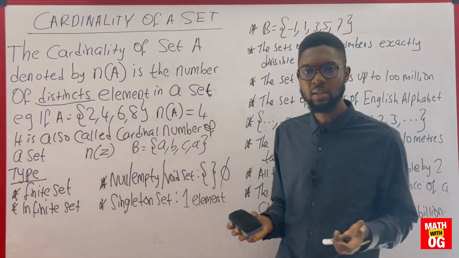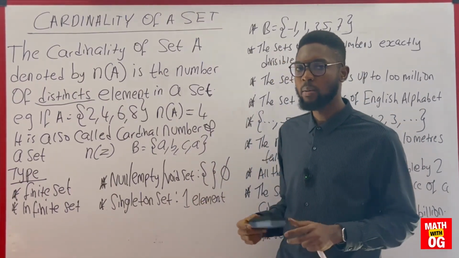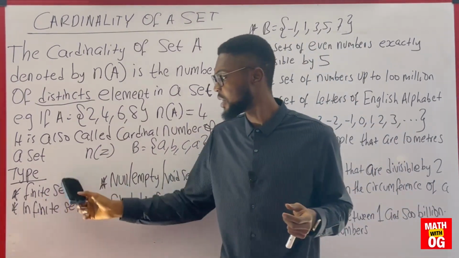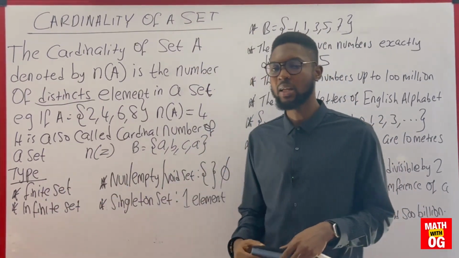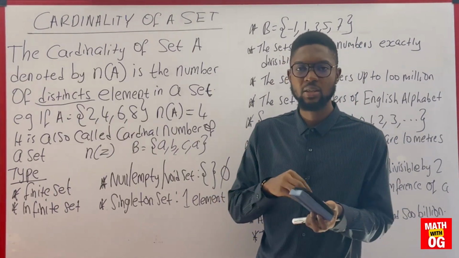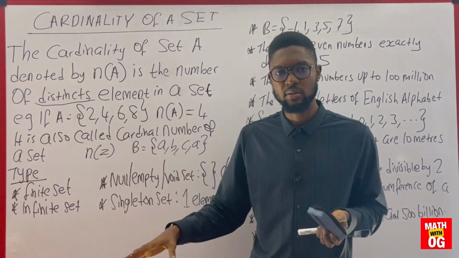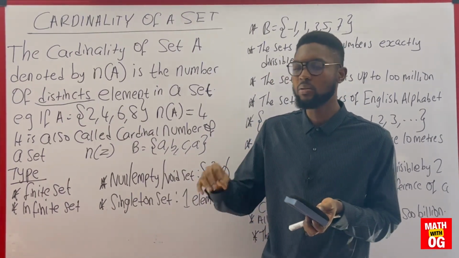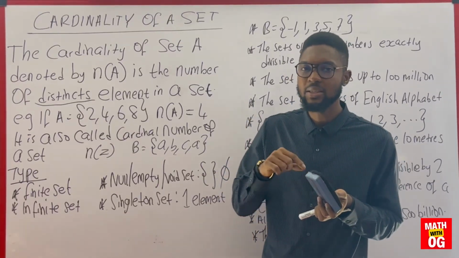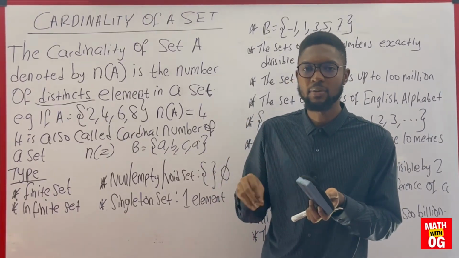Now based on cardinality, we have different types of sets, and we usually divide them into finite sets and infinite sets. It comes from the words finite and infinite. What is finite? It means that you can count the number of elements. So when the number of elements is countable, it's a finite set. However, when the number of elements is not countable, it is called an infinite set.